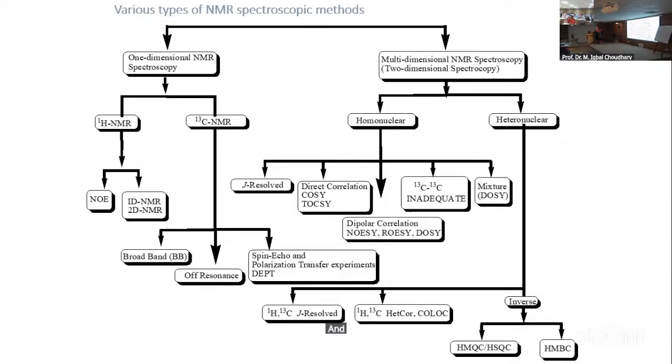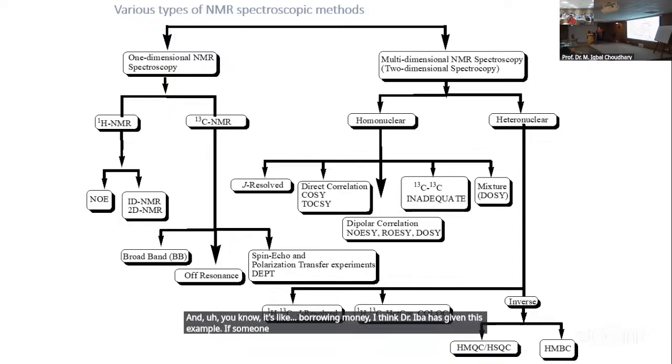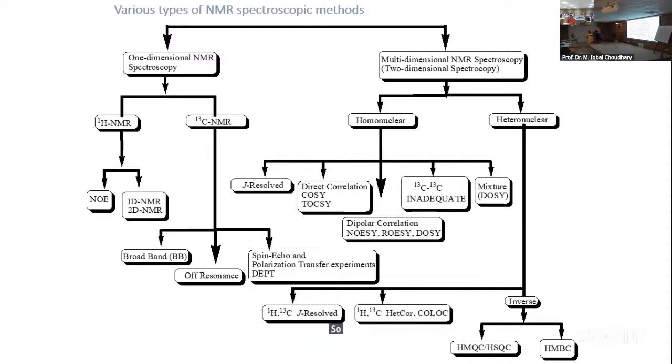And it's like borrowing money. I think Dr. Iqbal has given this example. If someone is poor, we can borrow the money from someone just to show the bank balance, sometimes to get a visa, and then return it back. So this is the polarization transfer. So just getting polarization transfer to increase the sensitivity.